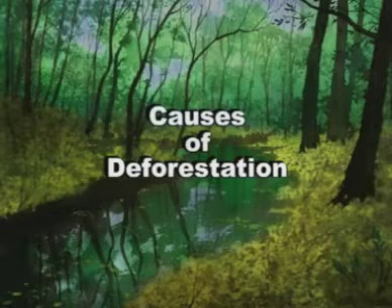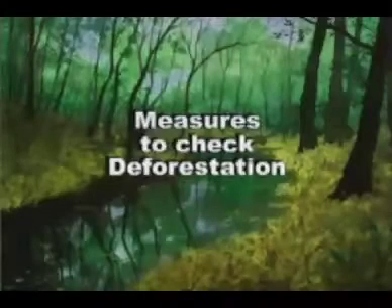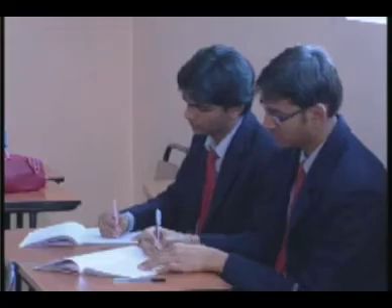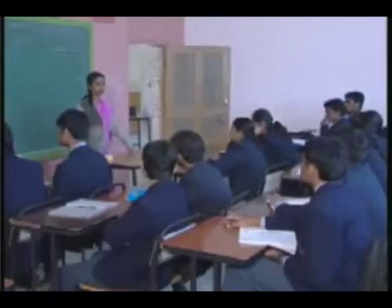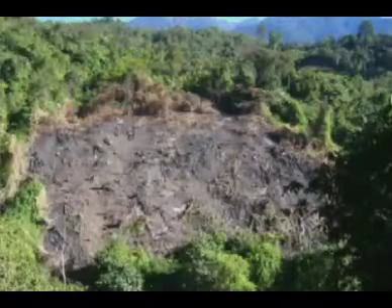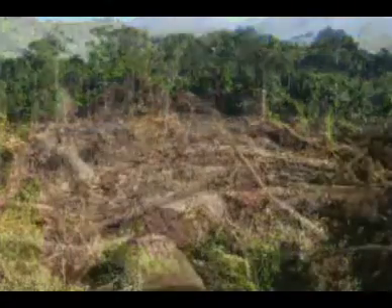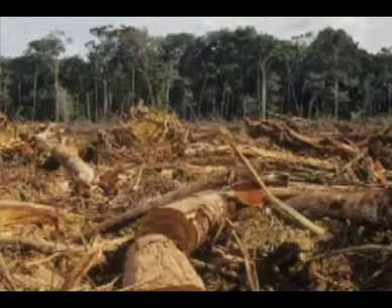Causes of deforestation. Fuel wood. Village population depends upon fuel wood for cooking. Measures to check deforestation. Use of paper should be minimized at school level by encouraging the use of slates. Jhum cultivation should be banned and tribals be trained for normal cultivation. Only mature and old or diseased trees should be cut and new saplings should be planted immediately.